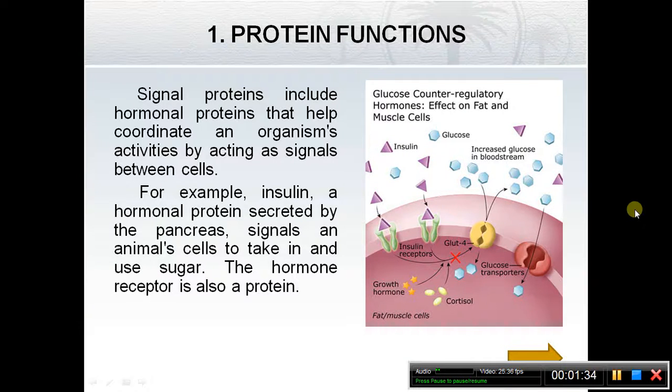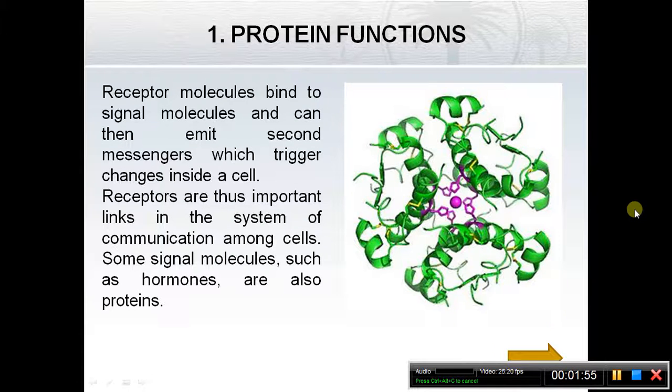Signaling proteins include hormonal proteins that coordinate an organism's activities by acting as signals between cells. For example, insulin, a hormonal protein secreted by the pancreas, signals an animal cell to take up and use sugar. The hormone receptor is also a protein. Receptor molecules bind to signal molecules and can then emit second messengers which trigger changes inside a cell. Receptors are thus important links in the system of communication among cells. Some signal molecules, such as hormones, are also proteins.